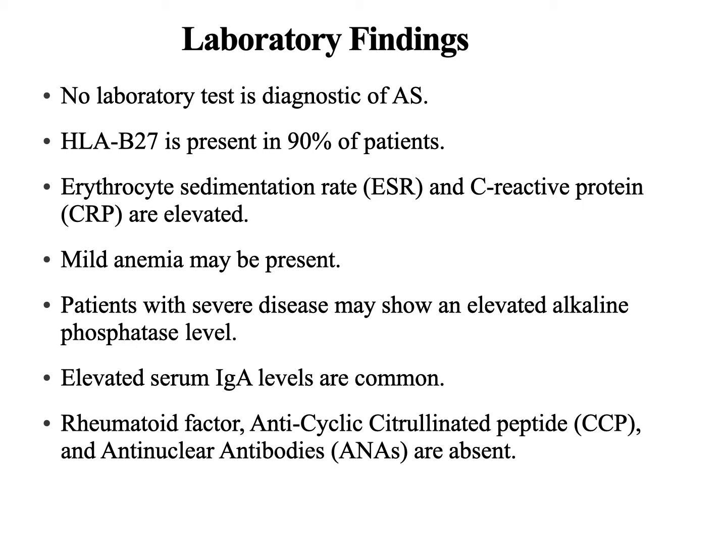Let us look at the laboratory findings. No laboratory finding is diagnostic of ankylosing spondylitis. 90% of the patients are associated with HLA-B27. Erythrocyte sedimentation rate and C-reactive protein are elevated. There is mild anemia due to chronic disease. Patients with severe disease may also show elevated alkaline phosphatase and elevated serum IgA levels, and they are negative for rheumatoid factor, anti-cyclic citrullinated peptide, and antinuclear antibodies.